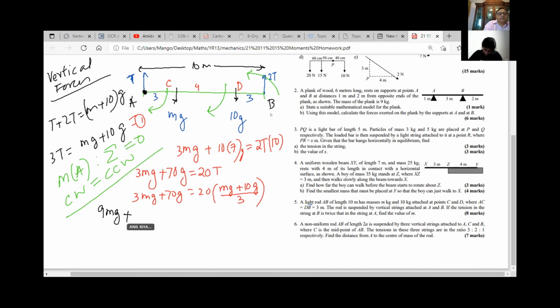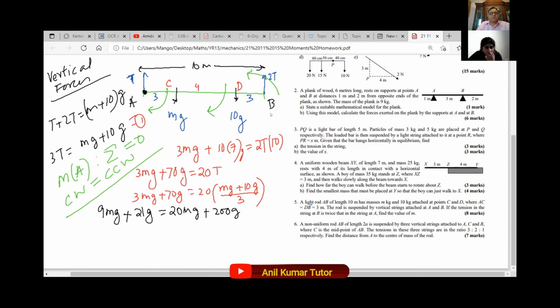plus 210g equals 20 mg plus 200g. Is it okay? We multiply everything by 3, correct? So the left hand terms got multiplied by 3.